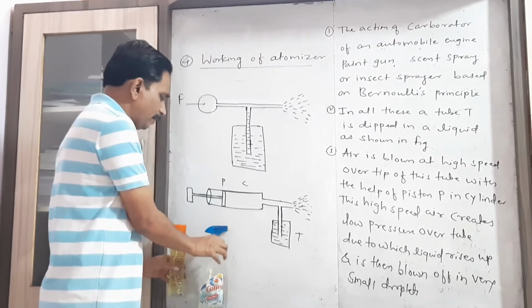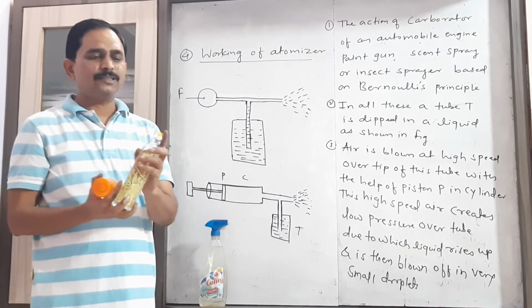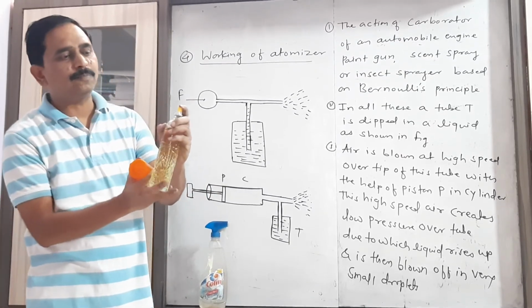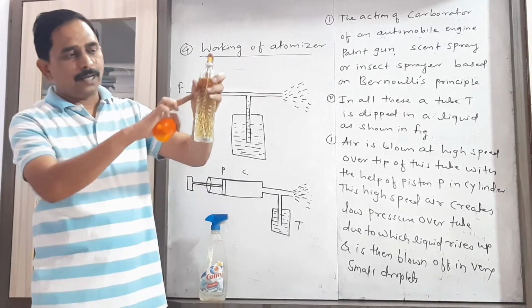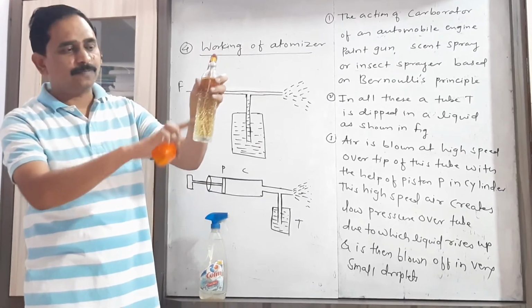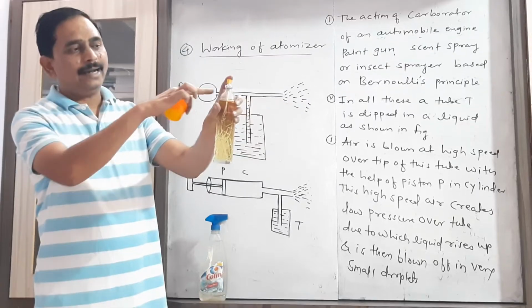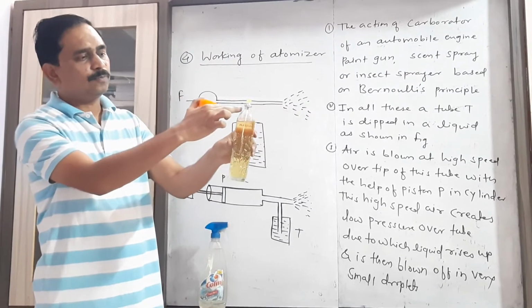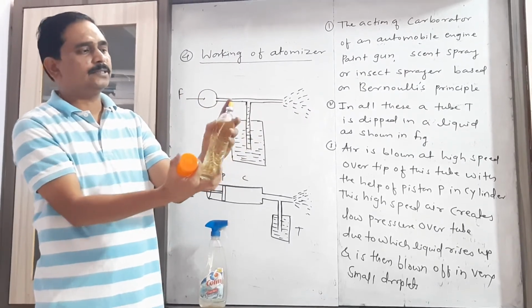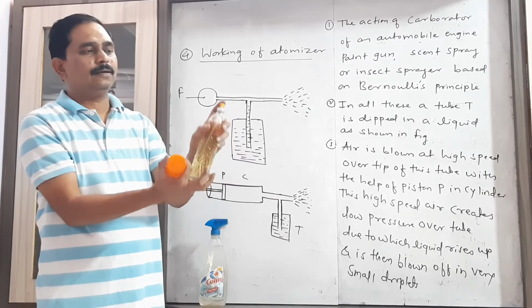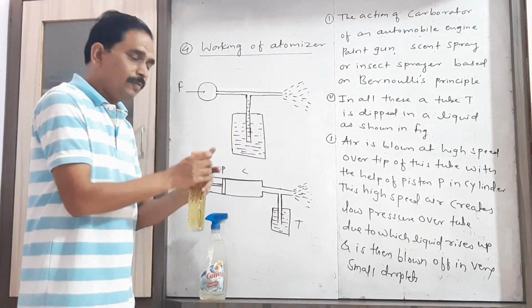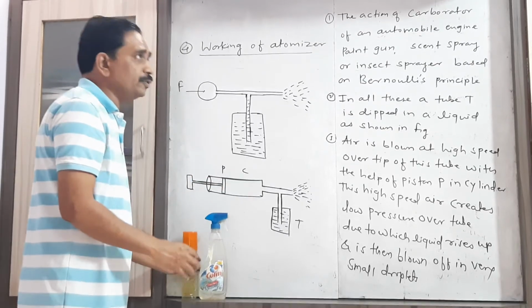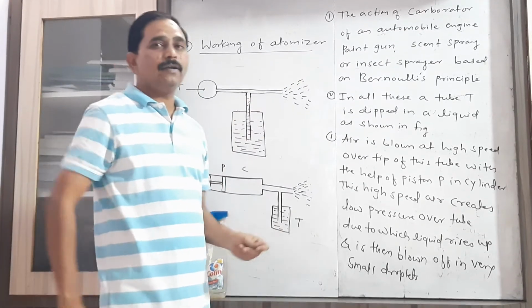A similar function is done in a scent spray. When we press this part of the spray, that is the upper part, whatever scent is present in that bottle, and in that bottle there is a small tube which is deep inside, when we press it, that scent will spray out. Similar things are also used in different devices.